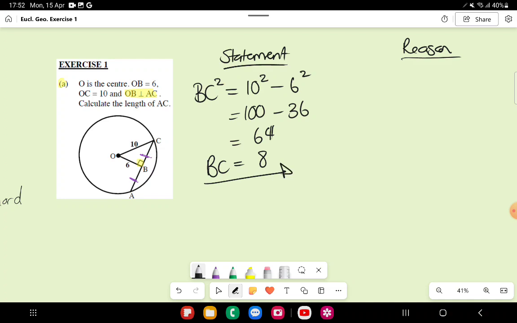So now I know that BC is 8. The reason for all that is the theorem of Pythagoras. I can make this argument because Pythagoras already proved this to be true. Now that I know that BC is 8, I can say that BC is equal to AB, which is equal to 8. And what's my reason for that?